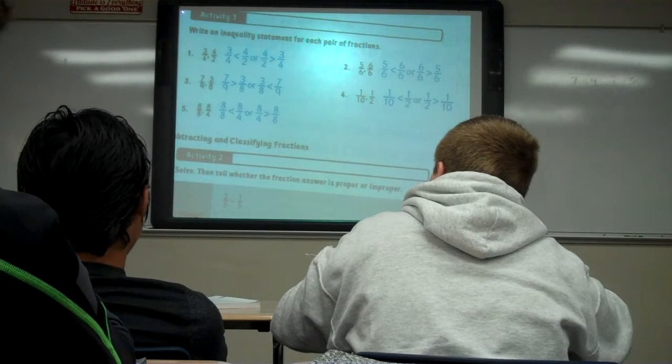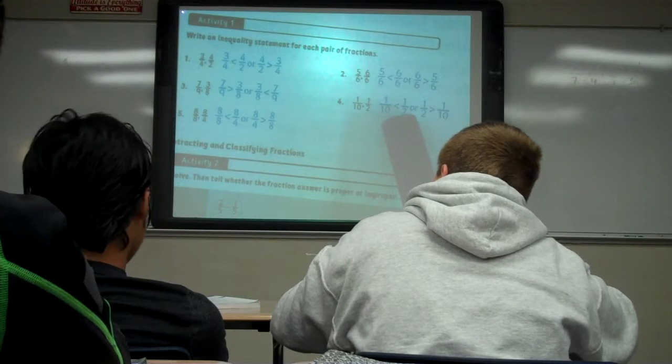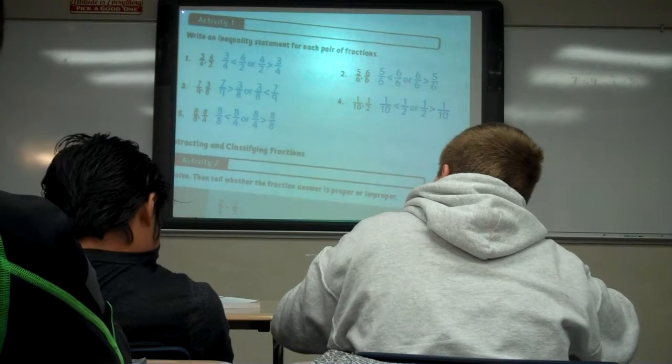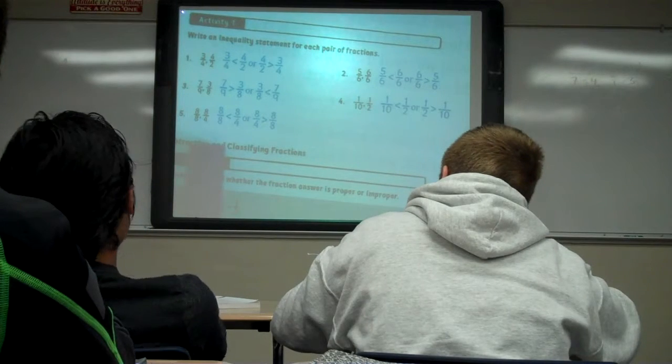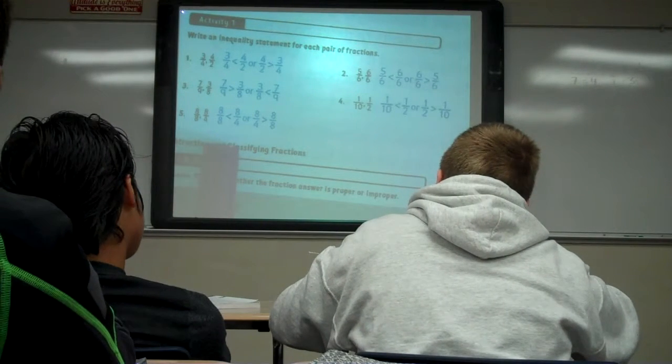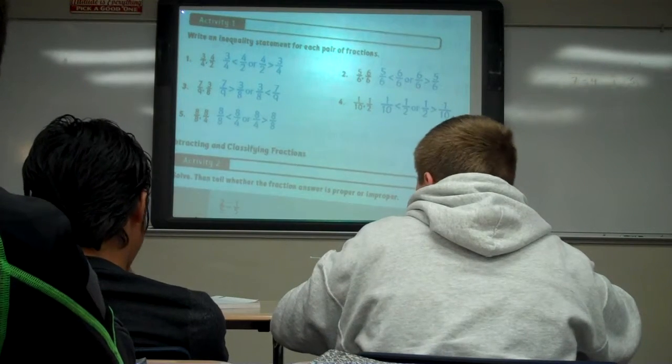4, leave them as it is there. We get 1/10 less than a half. Or a half is greater than 1/10. 5, leave them as it is. 8/8 is less than 8/4. Or 8/4 is greater than 8/8. Okay?